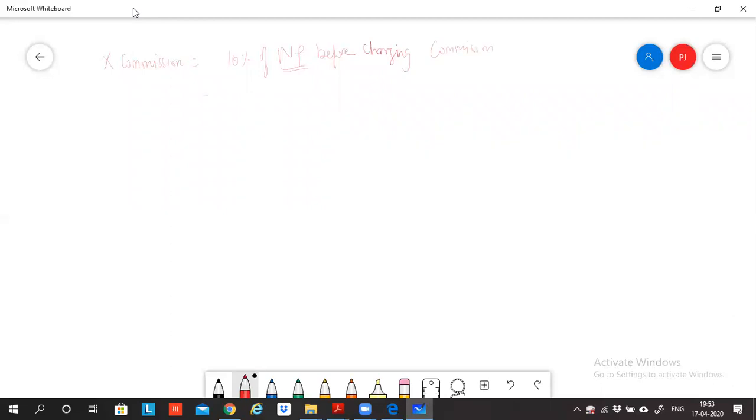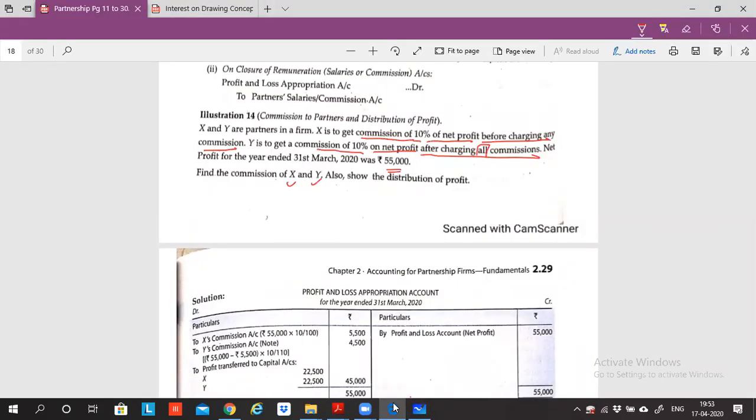Okay. Now 10% means 10 by 100, right or wrong? Yes. 10% of what? Net profit. Yes, sir. Before charging means before minusing. So I want that net profit, which should be before charging commission. Now tell me, in the question, the 55,000 that they've given, is it before charging commission or after charging commission? Before, obviously, because they want us to identify the commission, minus that commission, and find the net profit.